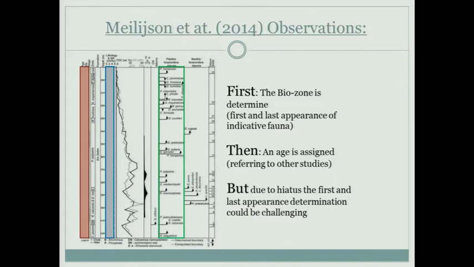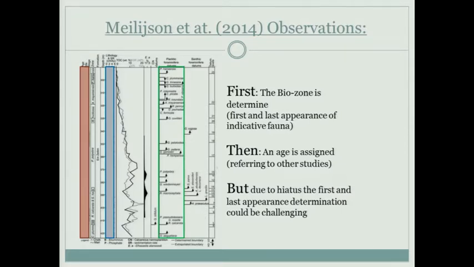But due to hiatus, the first and last appearance may be missing. It's not always there, so dating this type of section could be challenging. But we took this section because we knew it was well described, and we have ages on this, and we wanted to know how good the method that we've used is.